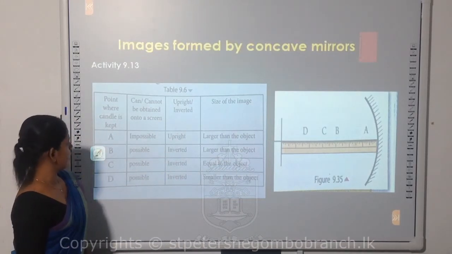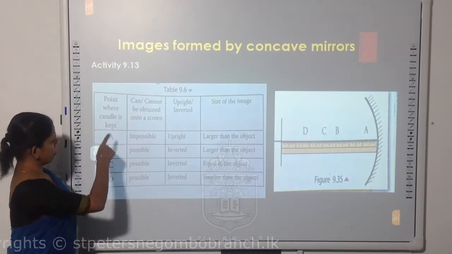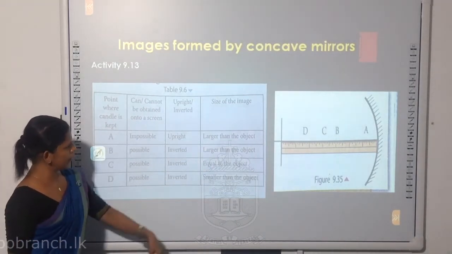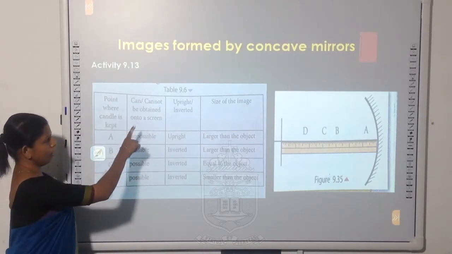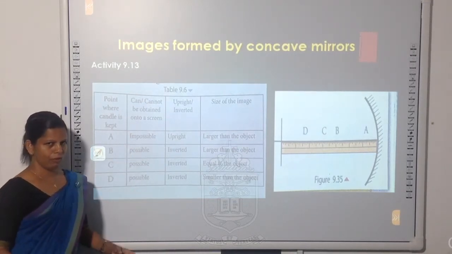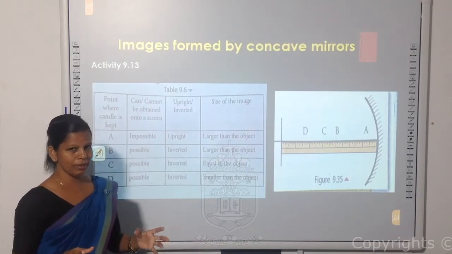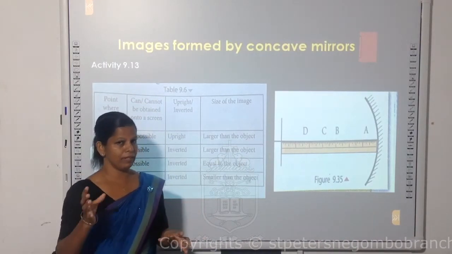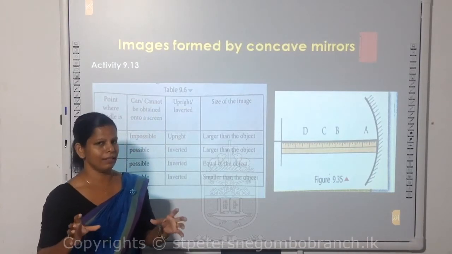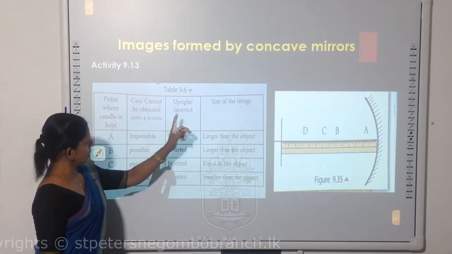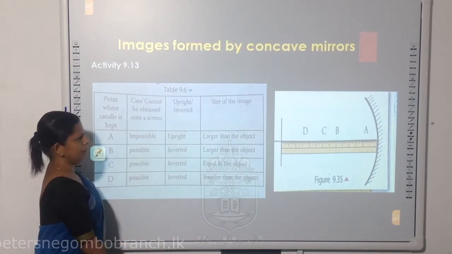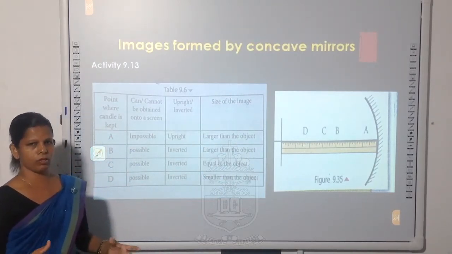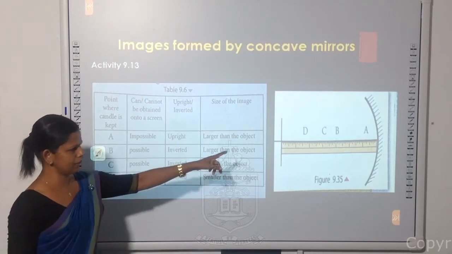So what are the things there? In the first column we have the point where the candle is kept, A, B, C, D, and whether the image can be obtained onto a screen. Do you remember those words, real image as well as virtual image? We discussed that in the second session. Then upright or inverted, then the size of the image. We are going to consider all those features by doing this activity.